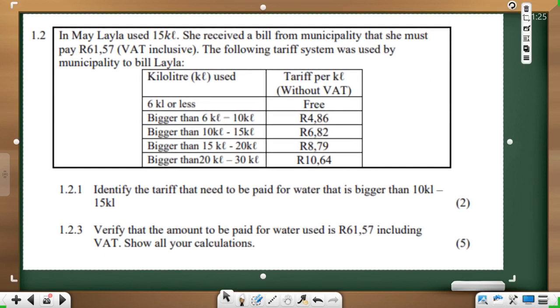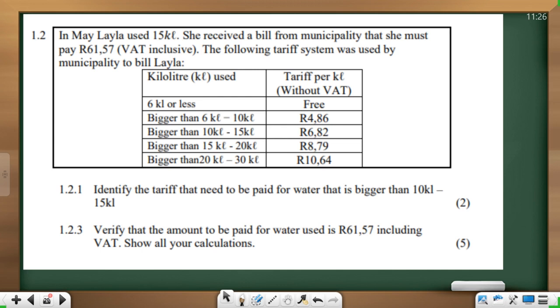But let's quickly get this done. Last one. Just excited. In May, Leila used 15 kiloliters of water. She received the bill from the municipality that she must pay 61 rand 57 cents, VAT inclusive. All right. The following tariff system was used by the municipality to bill Leila. Wait, she used 15 kiloliters.